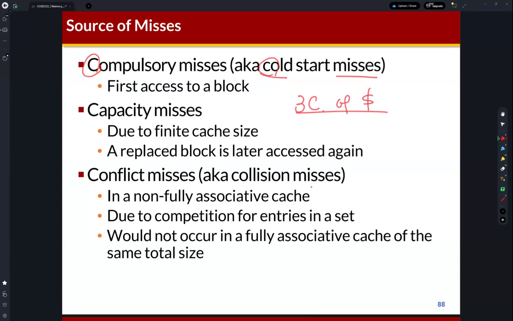If data is requested for the first time, then the cache cannot include this data, right? So this type of misses are called cold misses or compulsory misses, right? So if the data is requested for the first time, then it's a cold miss. Then how can you reduce the cold miss rate?